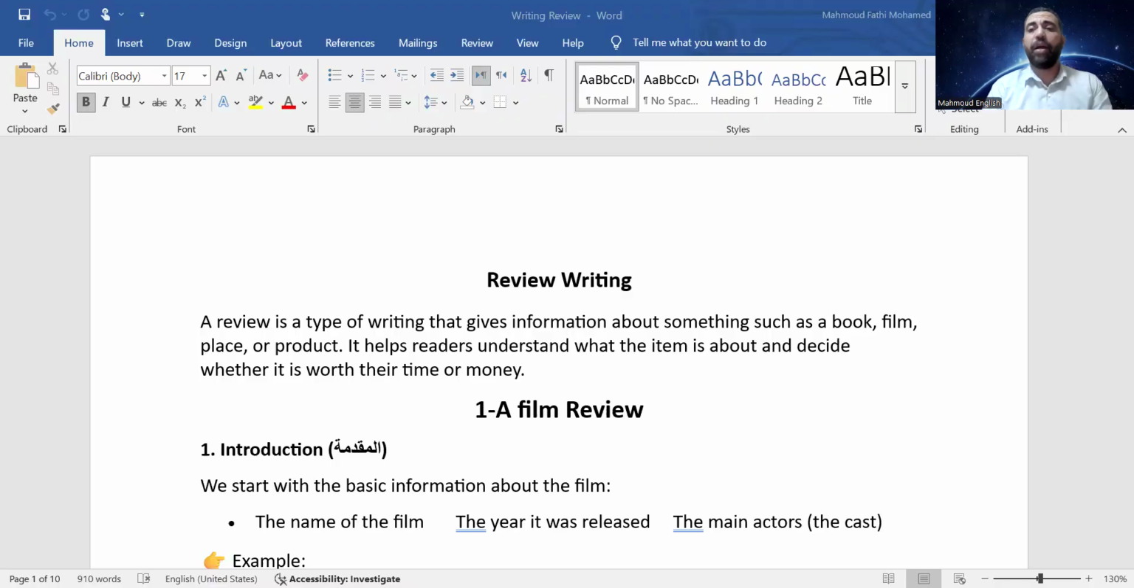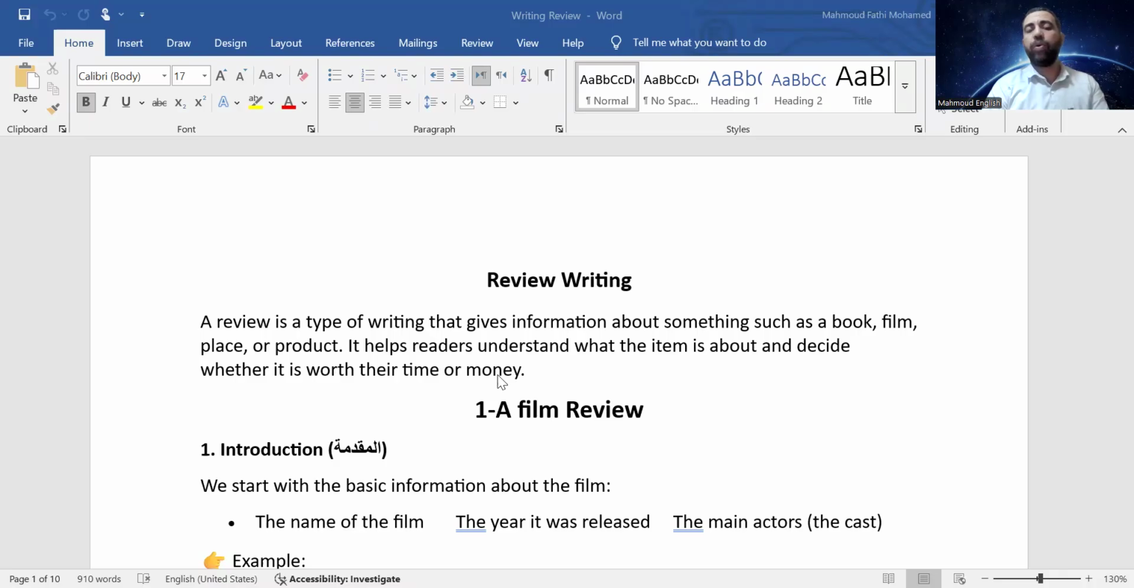What does review mean, anyway? A review means you tell your experience about a place or even a book or a product or a film. You say what you like about it and what you don't like about it and what you feel will be much better in the future. Okay, so this is review writing.